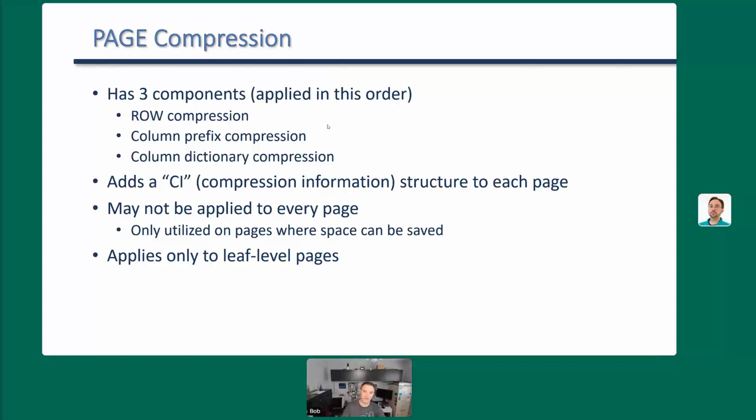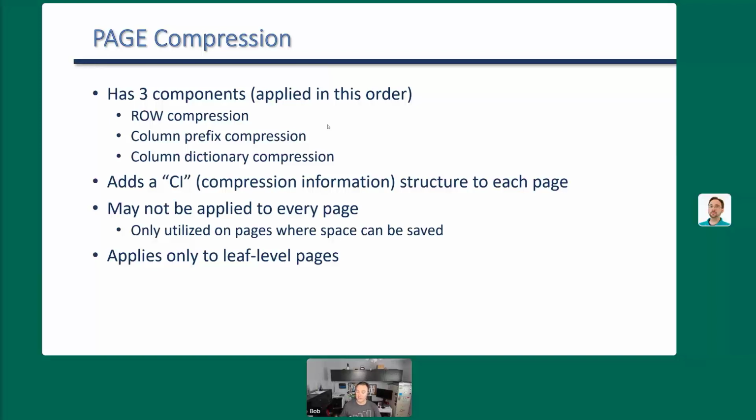So there's three components to page compression. First, it will do row compression. So everything we just talked about will happen when you enable page compression, and then it will go through and perform column prefix compression and column dictionary compression. In order to do this prefix and this dictionary, we need some space in the data page, so it will create what's called a CI, or a compression information structure, on each page.